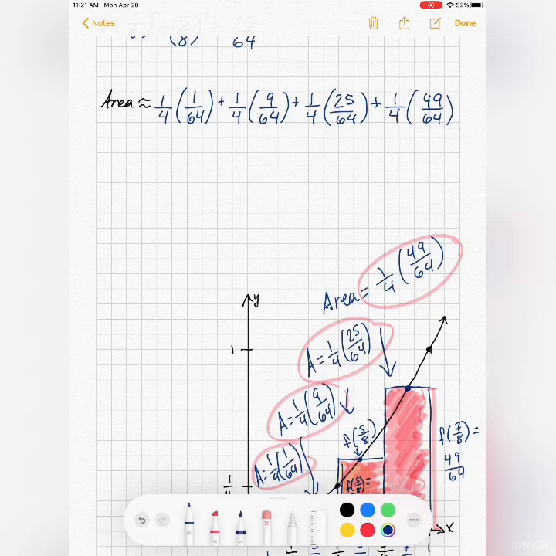Okay, so just have to simplify this. I don't know. Could factor out the quarter.